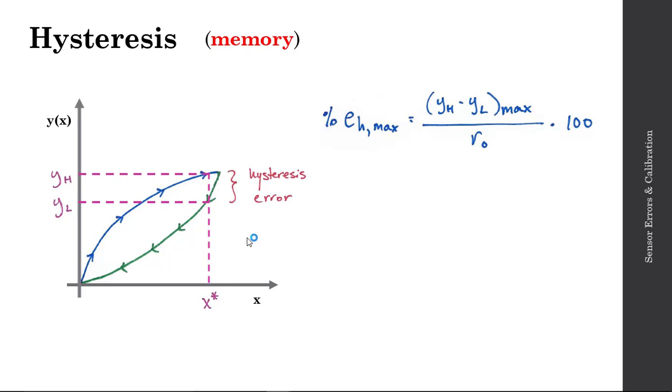We can also define a percent hysteresis error, and this will be related to the full-scale output range. So my percent hysteresis error will be equal to yh minus yl, so this hysteresis error here, divided by the output range, R0, all times 100.